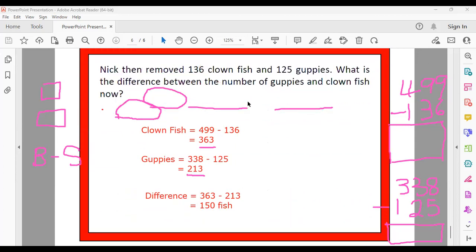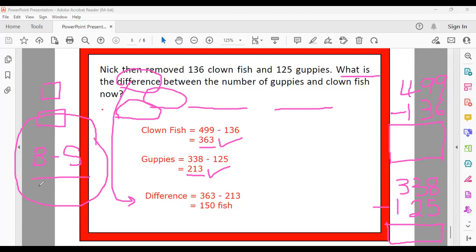The second part goes to having a certain number of clownfish and guppies in the aquarium, and Nick then removes. Removes means subtract. So you do the subtraction, you get 363 clownfish, 213 guppies. Then the question asks, what is the difference? So you must read the question slowly, part by part, and then only you can understand. Find the difference means a bigger number minus smaller number. Always remember this. Difference means subtraction. Then clownfish is 363, guppies is 213, minus, and you get 150 fish.